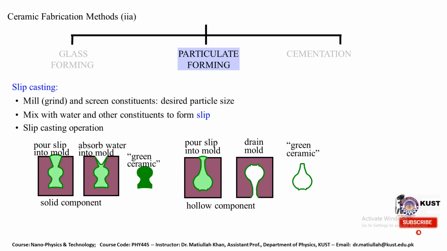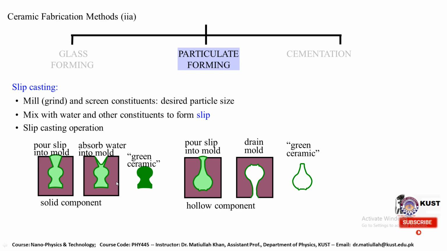In particulate forming, we also perform a casting process called slip casting. In this process, the milled or ground material used for slip casting is shaped into a particular shape. First we pour the slip into a mold, which is a solid compartment, and then the mold absorbs water to shape it. So we have green ceramics that are prepared after casting. This is the casting process that gives us green ceramics.